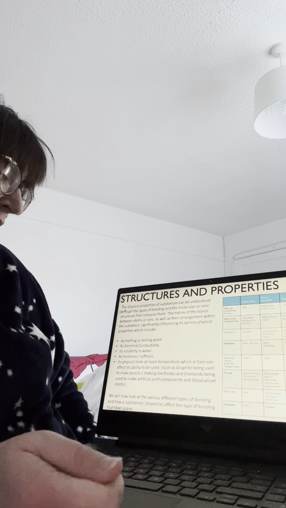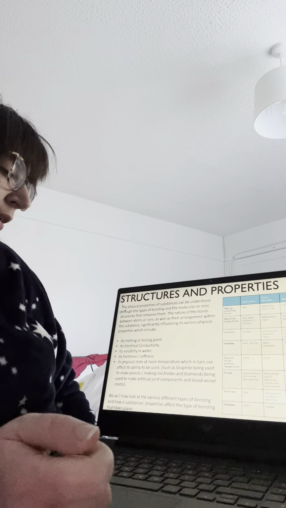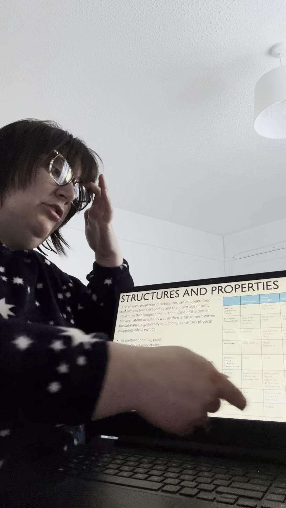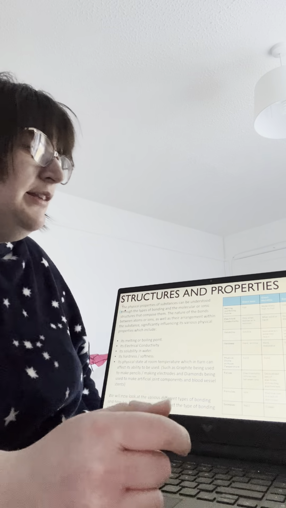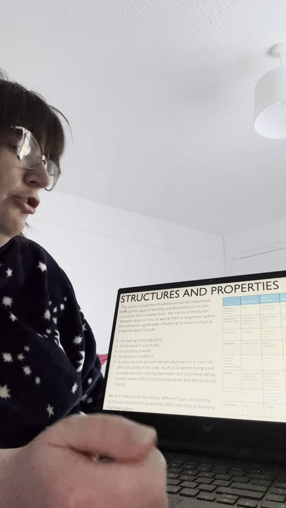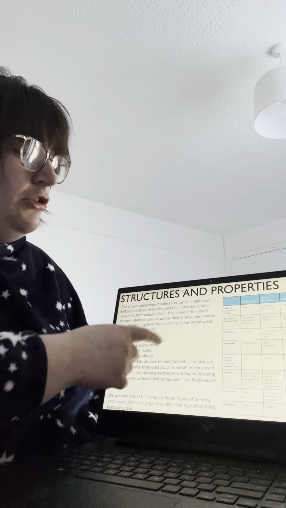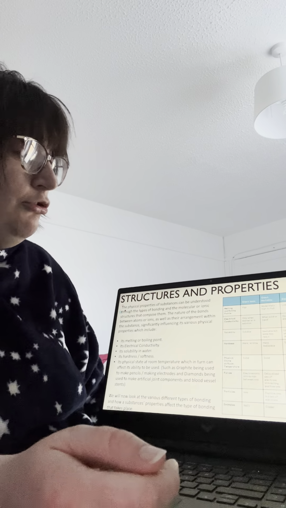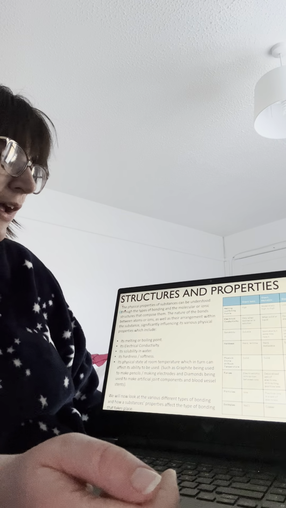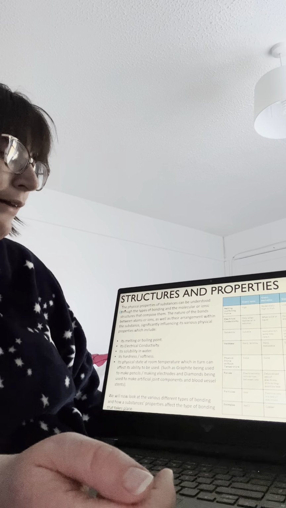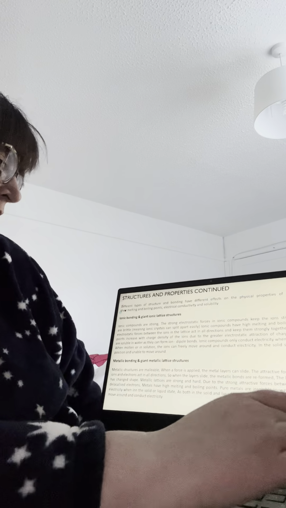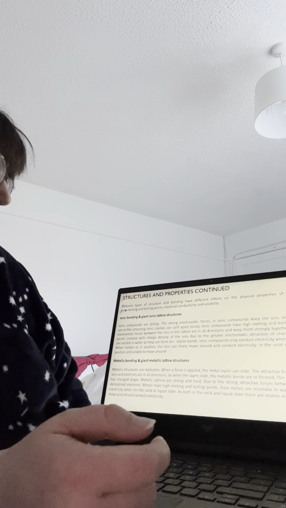We will now look at the various different types of bonding and how a substance's properties affect the type of bonding that takes place. You also have a diagram on the hand side here explaining giant ionic, giant metallic, simple covalent and giant covalent, including what I've just spoken about. So melting and boiling points, electrical conductivity, solubility, hardness or softness, physical state at room temperature, forces, particles and examples. Structures and properties continued.